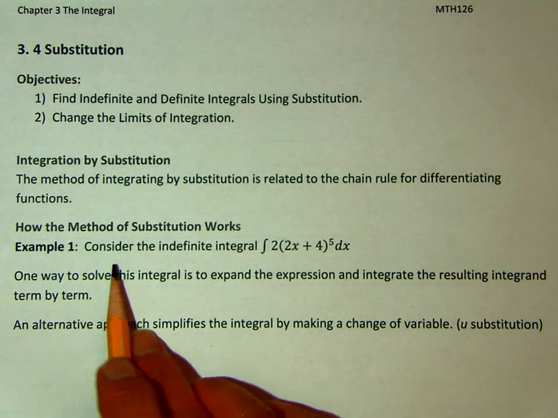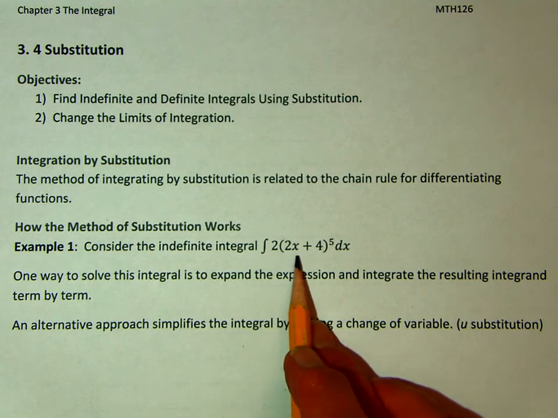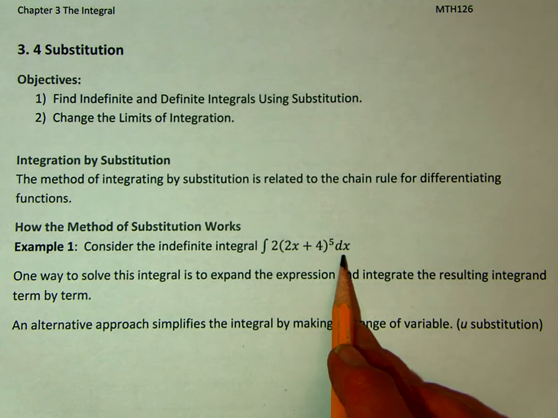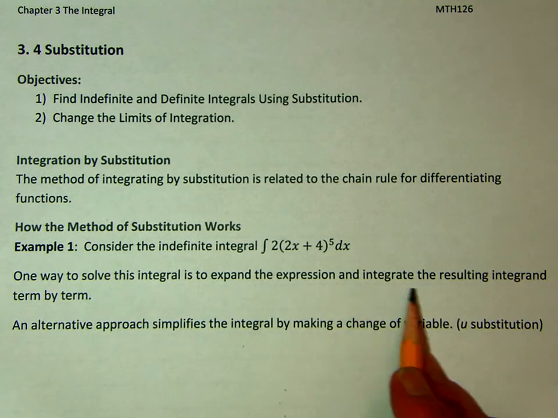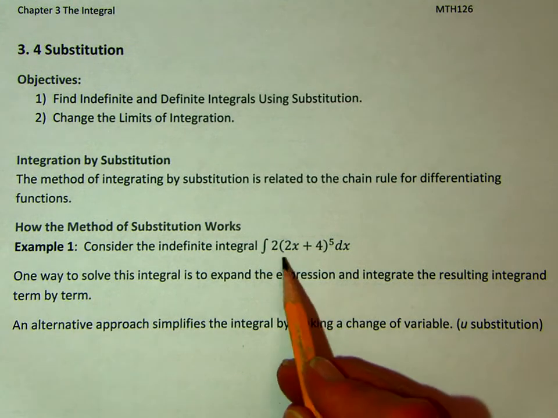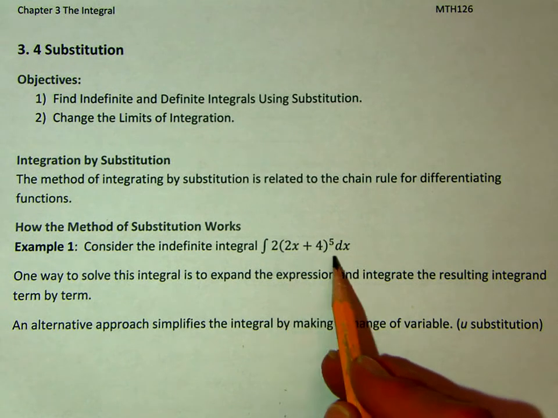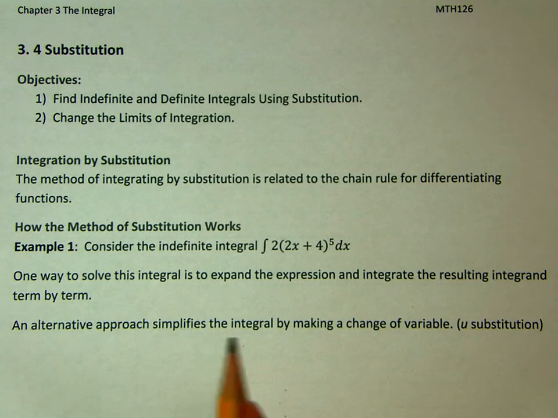Example 1. Consider the indefinite integral, the integral of 2 times the quantity 2x plus 4 to the 5th power dx. One way to solve this integral is to expand the expression and integrate the resulting integrand term by term. I don't know about you, but if I can find another way, I don't particularly want to expand this. An alternative approach simplifies the integral by making a change of variable.